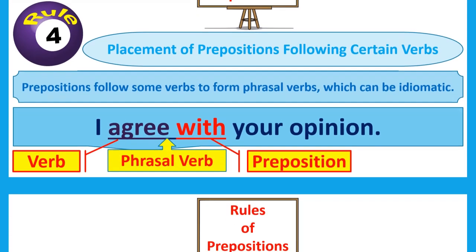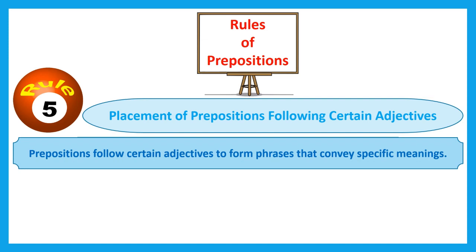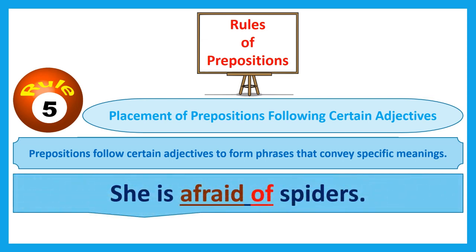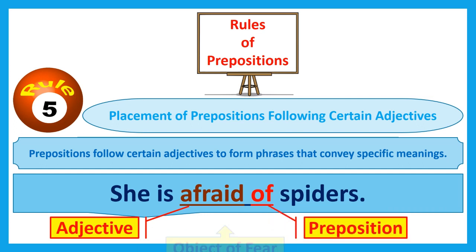Rule 5. Placement of prepositions following certain adjectives. Prepositions follow certain adjectives to form phrases that convey special meanings. For instance, she is afraid of spiders. In this instance, "afraid" is the adjective and "of" is the preposition indicating the object of fear.